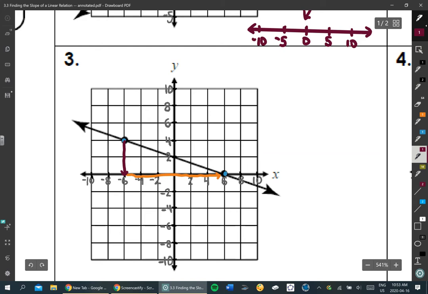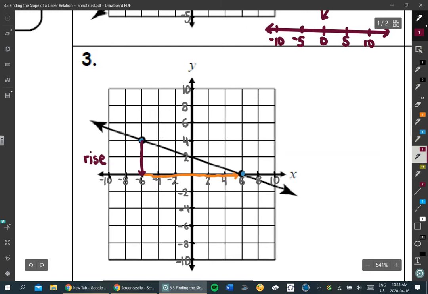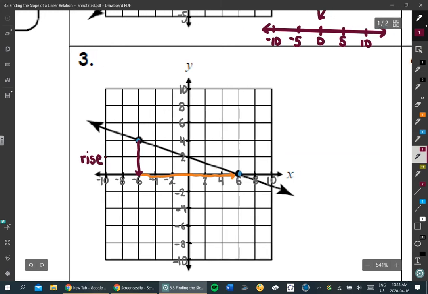Let's talk about our rise. Well, we didn't technically rise. We went down. To keep track of the direction, we're going to write it as a negative rise. So it's 2 squares, but we have to remember that we're not just counting squares. We are looking at the axes.